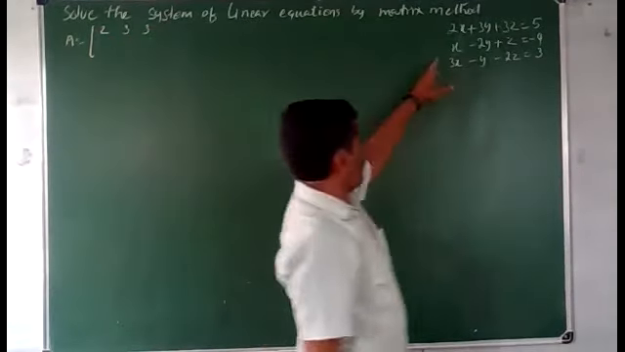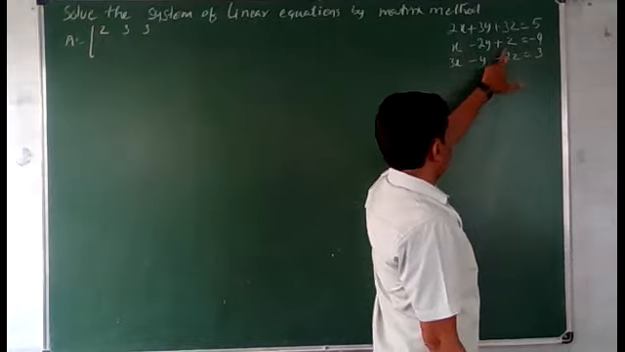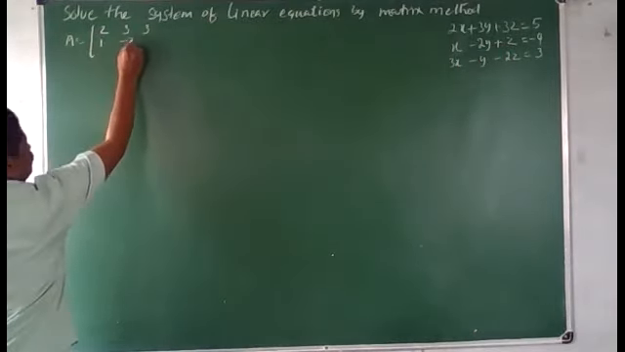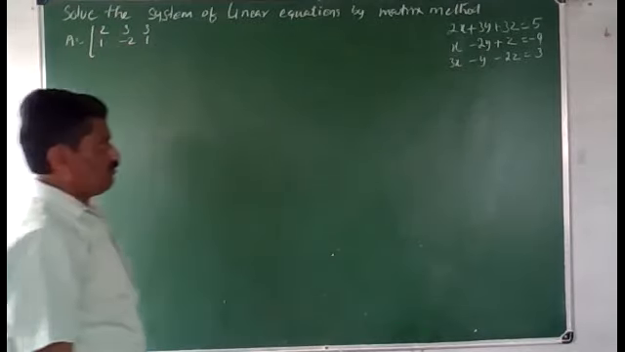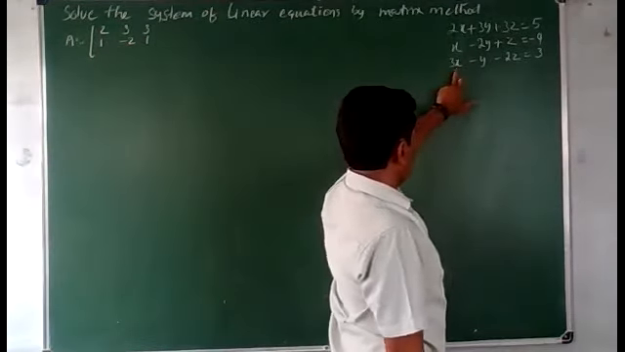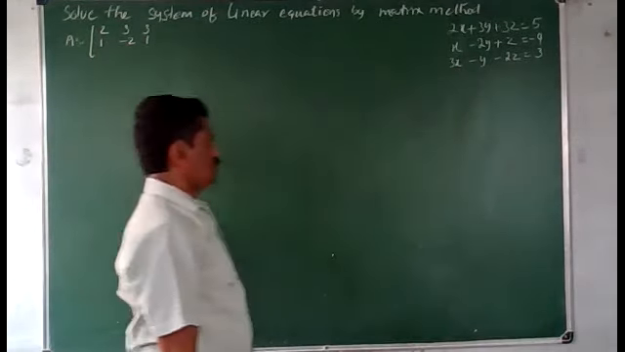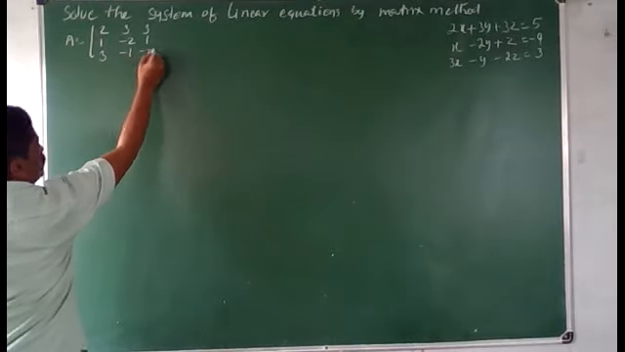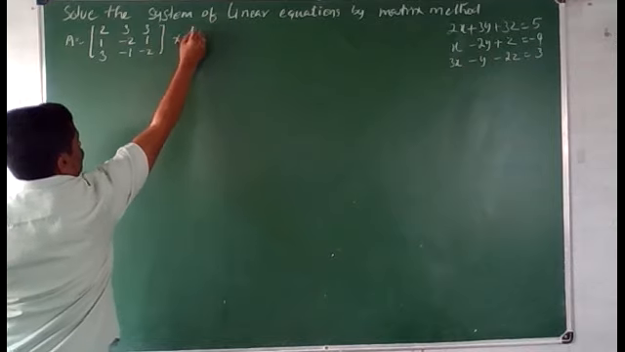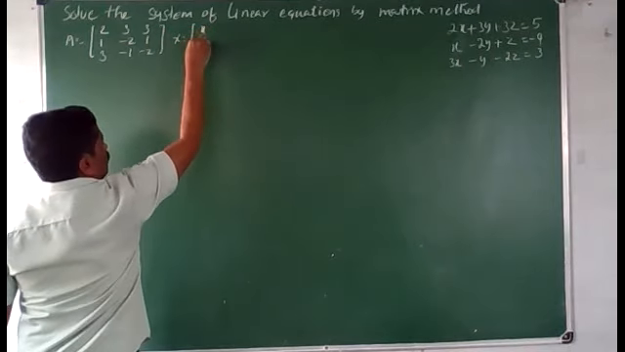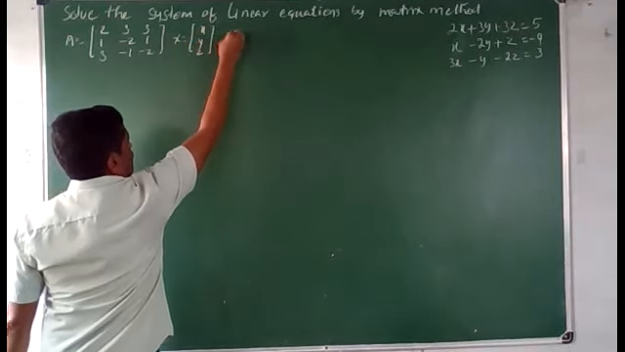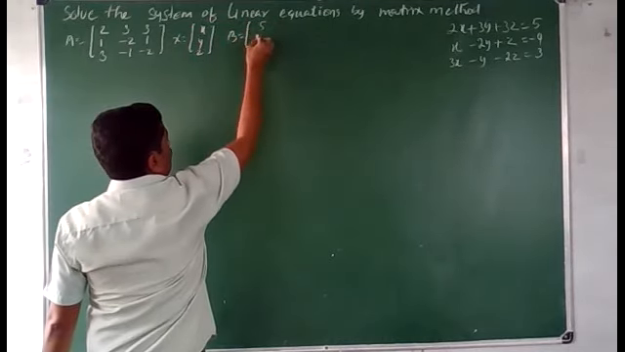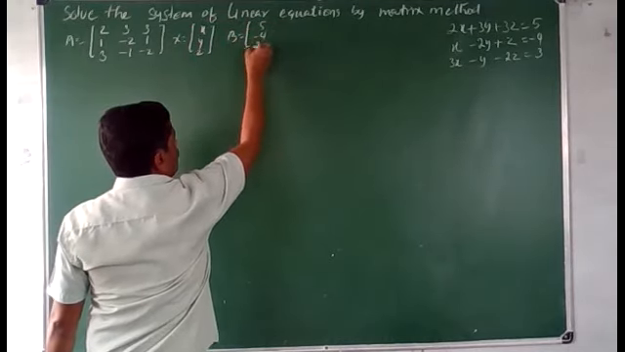Here, coefficient of x 1, coefficient of y minus 2, coefficient of z 1: 1, minus 2, 1. Again, coefficient of x 3, minus 1, minus 2. That is 3, minus 1, minus 2. Variable matrix X is equal to the variable matrix, that is x, y, z. Then constant matrix B is equal to the constant matrix, that is 5, minus 4, 3. Okay.